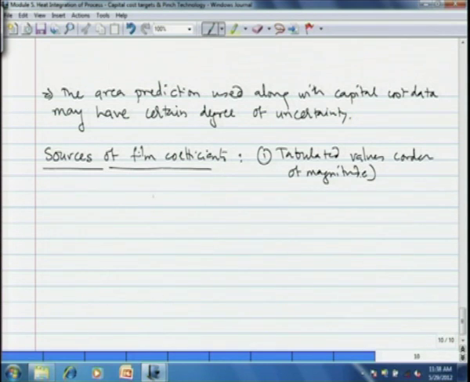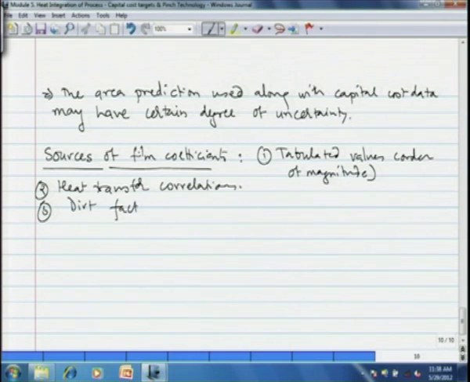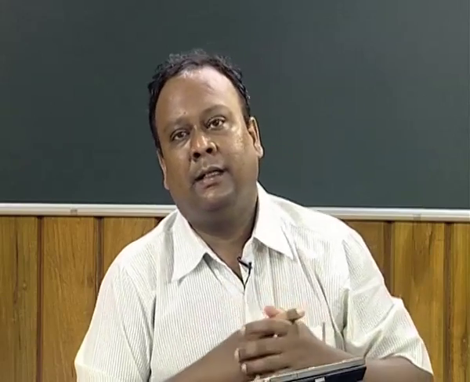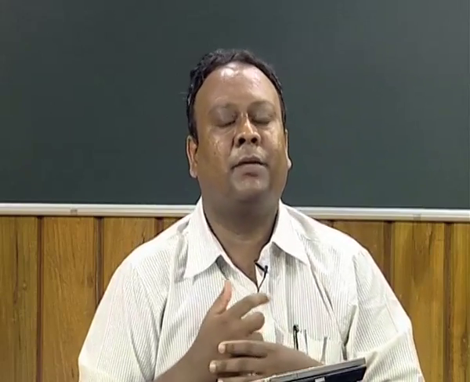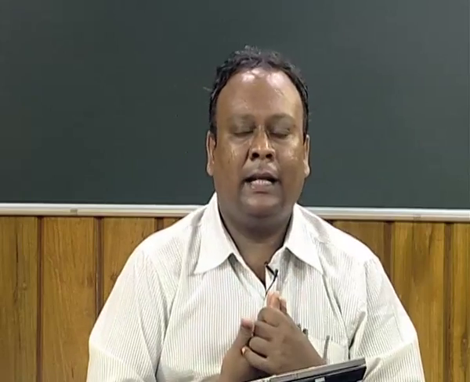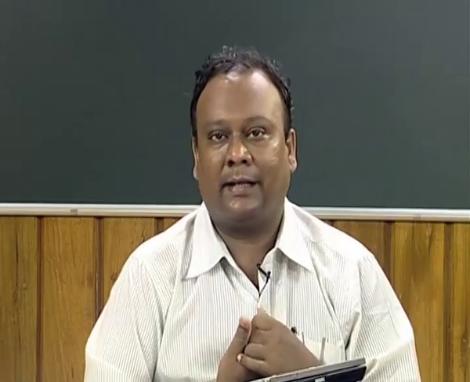Then second is the heat transfer correlations, which are also given in different handbooks. And then we also have to account for some dirt factor that is also based on experience. So, now we have seen how we can calculate the minimum number of units and then a relatively approximate area target from which we can estimate the capital cost of the heat exchanger network.